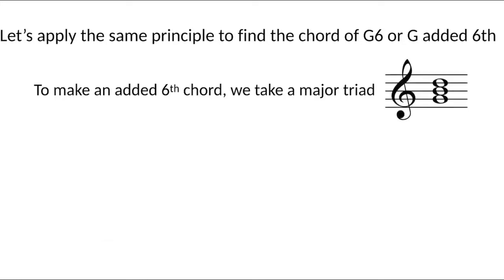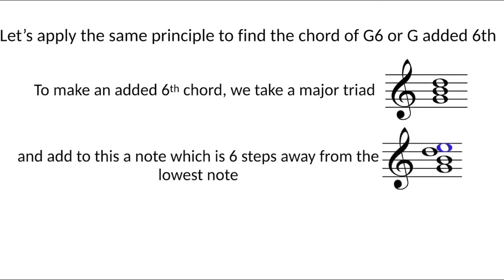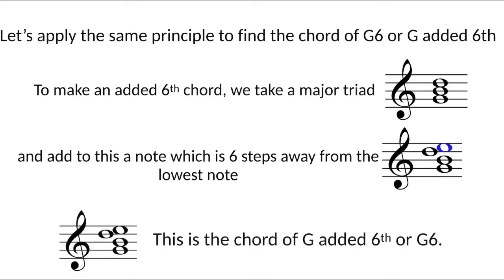G6, or G added 6th. Again we begin with the G triad. We add to that a note which is 6 steps away from the lowest note, which is G. Counting up 6 steps from G, we get to this note here, which is an E, and that gives us, if we add it to the triad, the chord of G6, or G added 6.